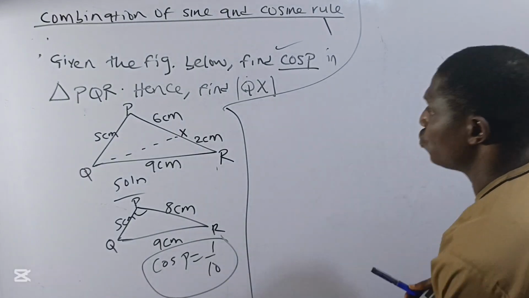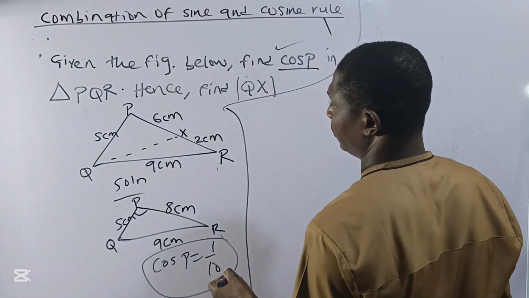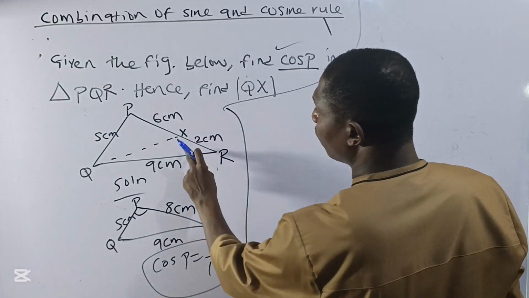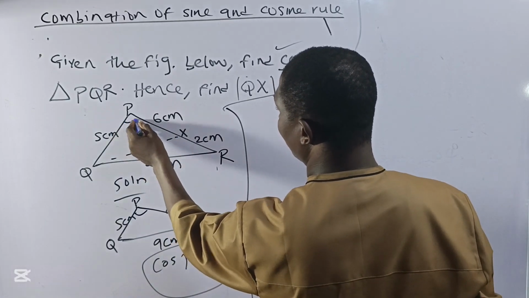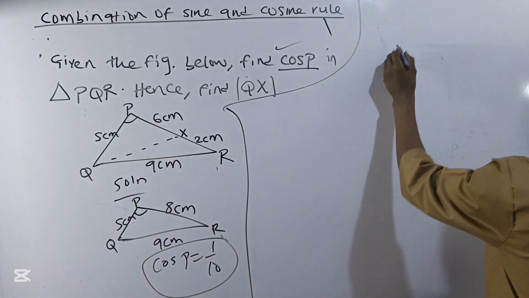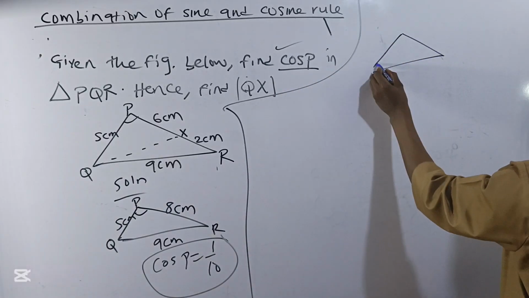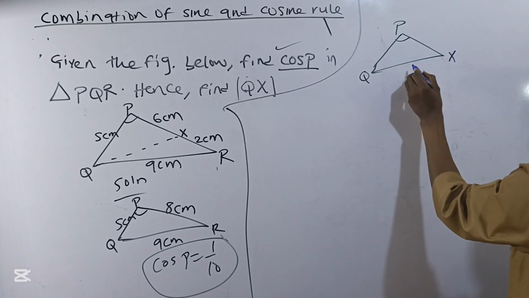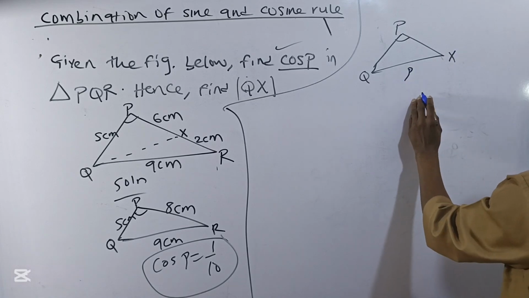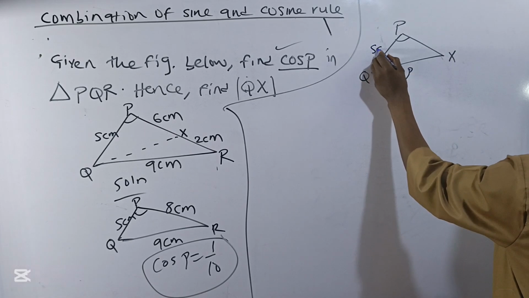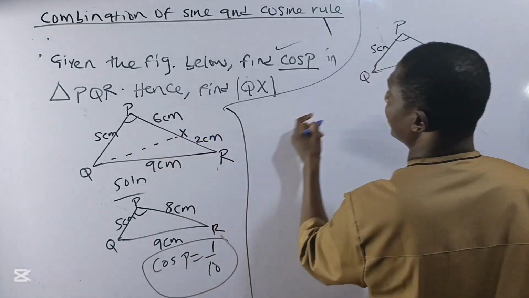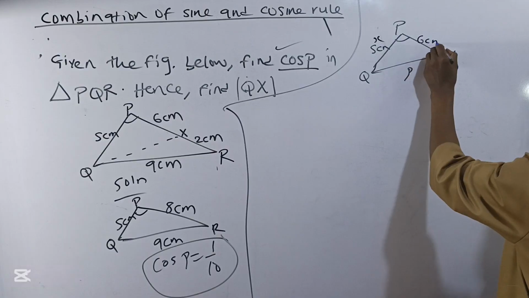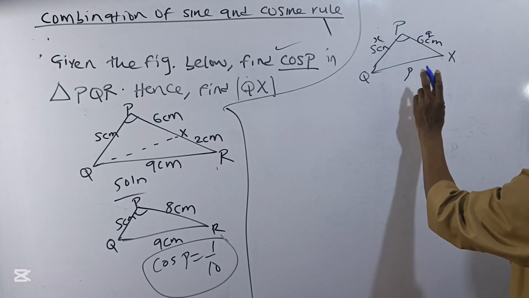So for me to get my QX, I already have angle P. So I can get my QS. This is P, this is Q, and this is X. And I'm looking for this, which is small letter p. This is 5 cm, representing x here. And this is 6 cm, representing small letter q there. So I'm looking for p.